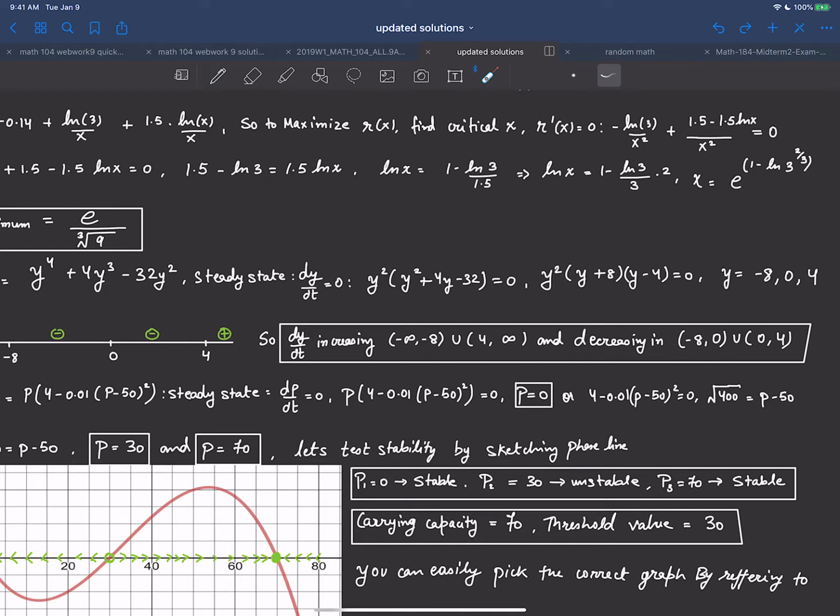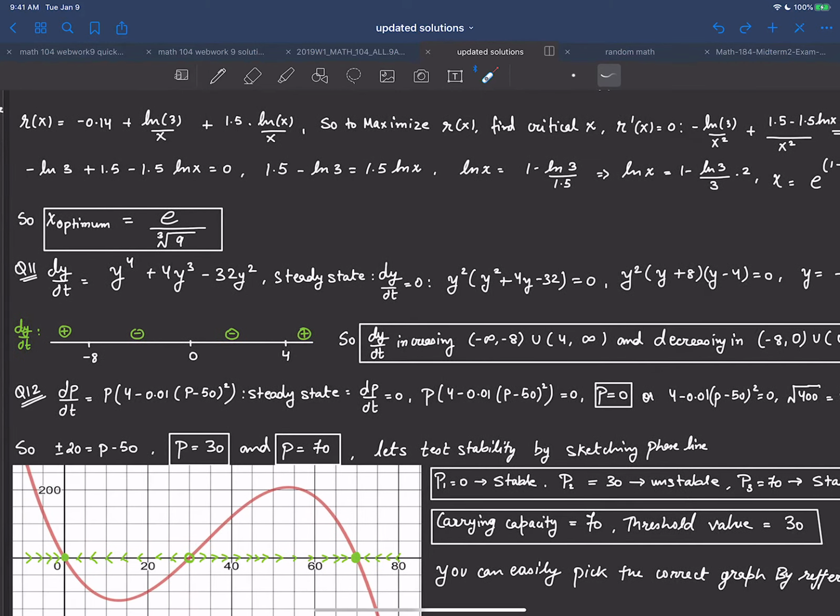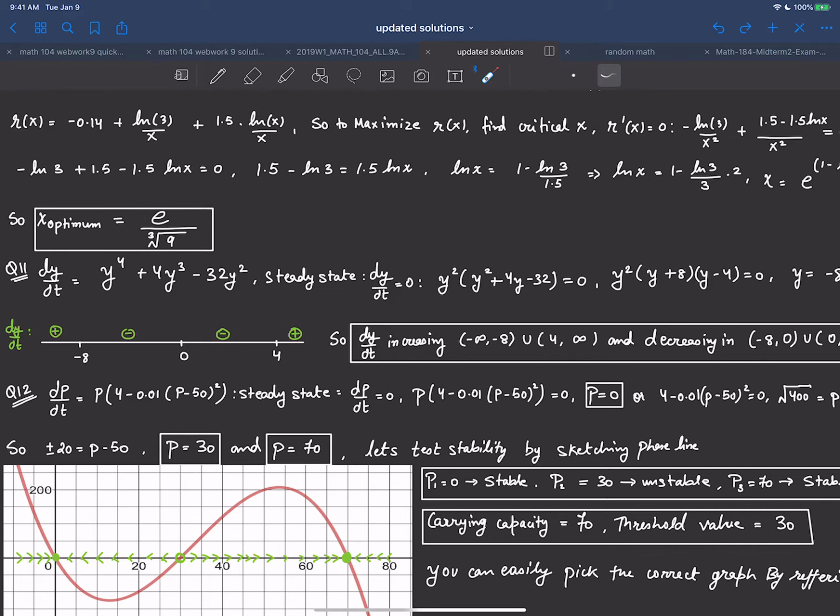So now you have to see wherever the function is increasing or decreasing, so the solutions are increasing or decreasing. All you have to do is check the sign of dy/dt in the intervals given, like you did in the curve sketching part of the course. So you have to label all these things: negative 8, 0, and 4.